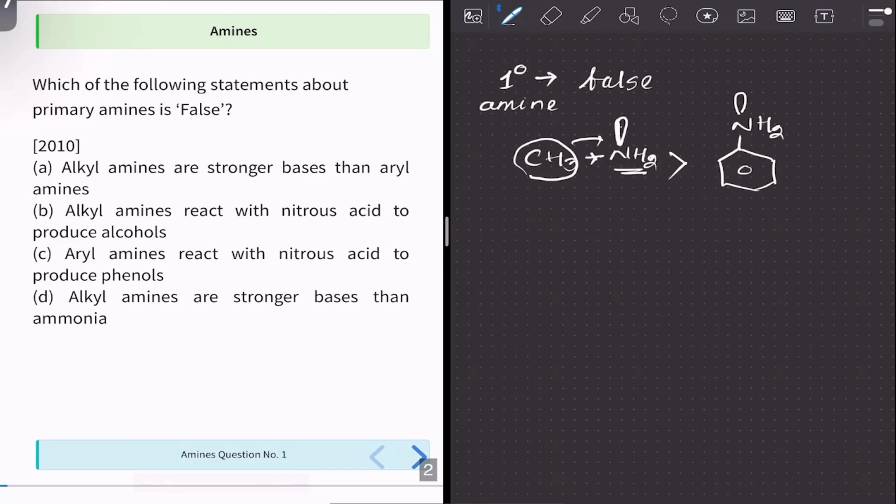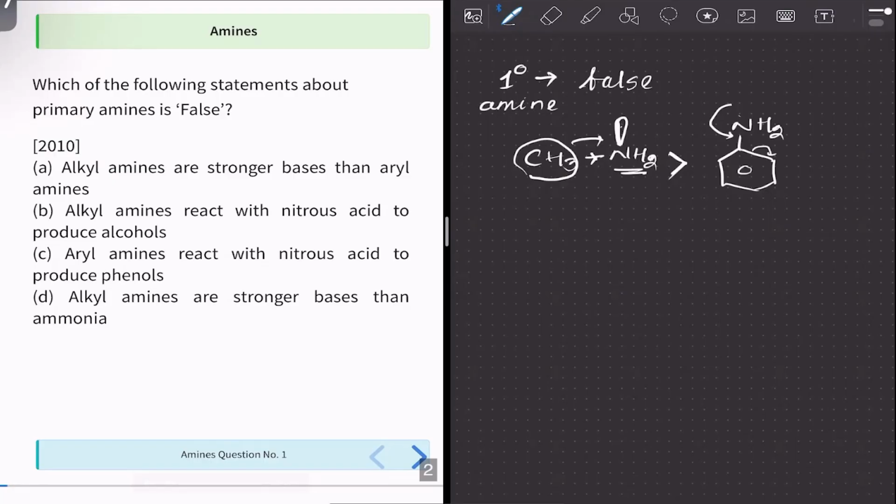But on the benzene ring, the electron pair on nitrogen will delocalize and conjugate with the benzene ring double bonds. That means the electron cloud on the nitrogen atom will decrease, so the basic nature also decreases. So the alkyl amines will be more basic than aryl amines due to the delocalization of electrons in the aryl amines. The first option is correct.